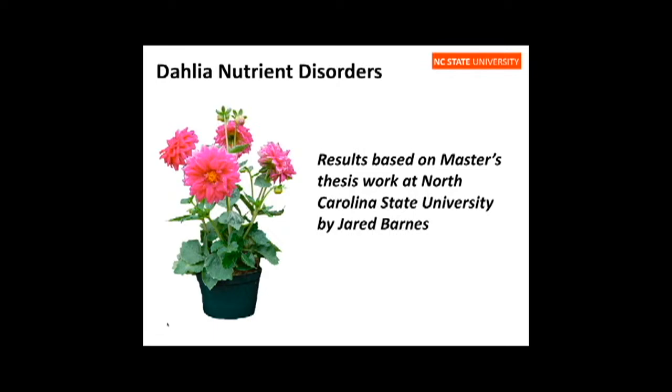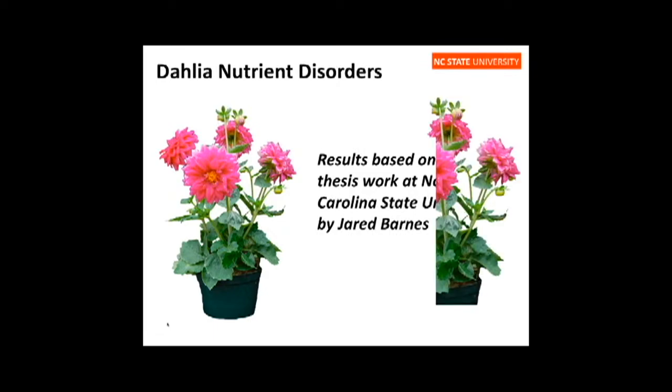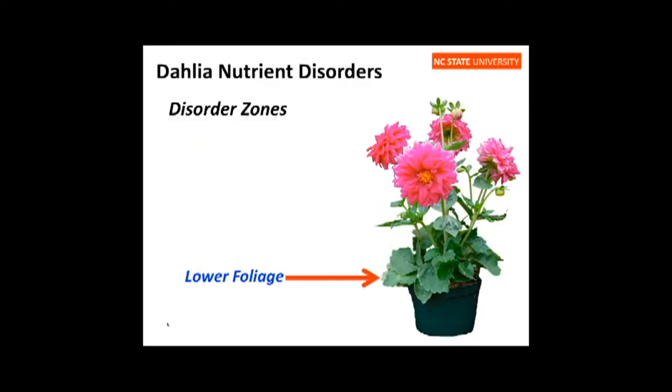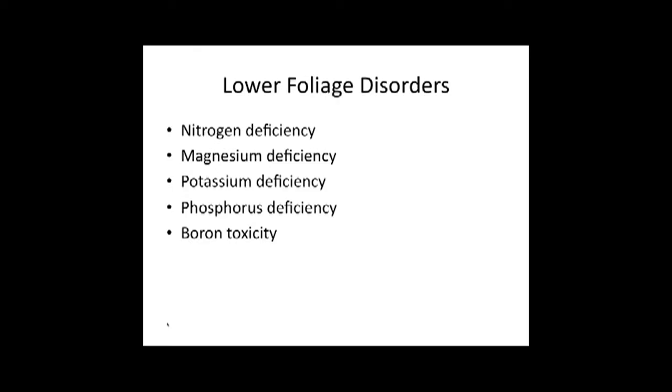So we're looking at research that Jared Barnes did, part of his master's thesis. When we look at nutrient disorders, where the symptoms actually appear, either flowers, upper foliage, entire plant, or the lower foliage, will tell you a lot about what type of nutrient disorder you're looking at. And that's how we're going to handle things today. So we'll start with the lower foliage. The most common disorders that we see on the lower foliage are nitrogen deficiency, magnesium deficiency, potassium deficiency, phosphorus, and boron. So we're going to go through each one of those.